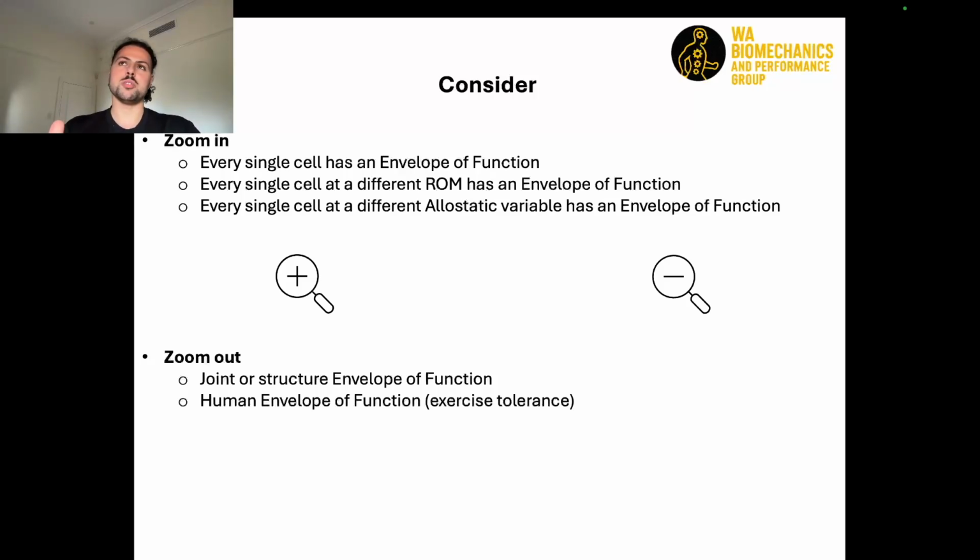It doesn't really help when you zoom in that far, but how I like to use it is when you zoom out and you might say, I'm looking at the envelope of function of the plantar flexor mechanism or the extensor mechanism at the knee. And then that's when you can start using this model, and it can be quite handy. We can even zoom out even further and think of the human envelope of function, so like maybe that person's exercise tolerance. That's when it can start to get quite handy, I think.